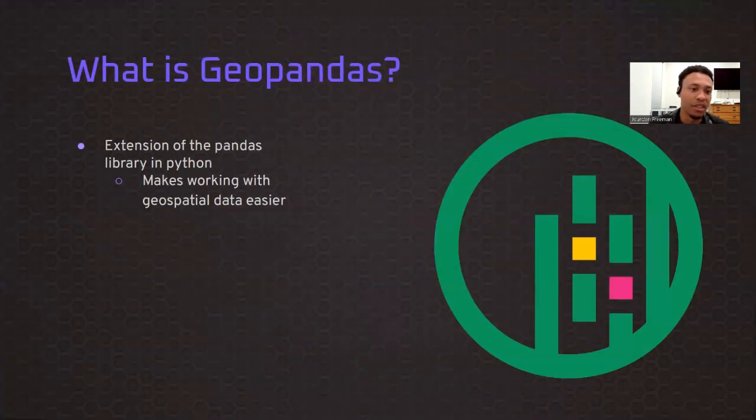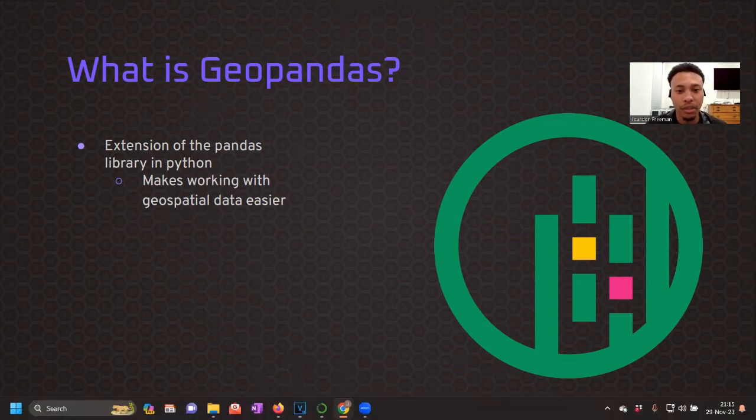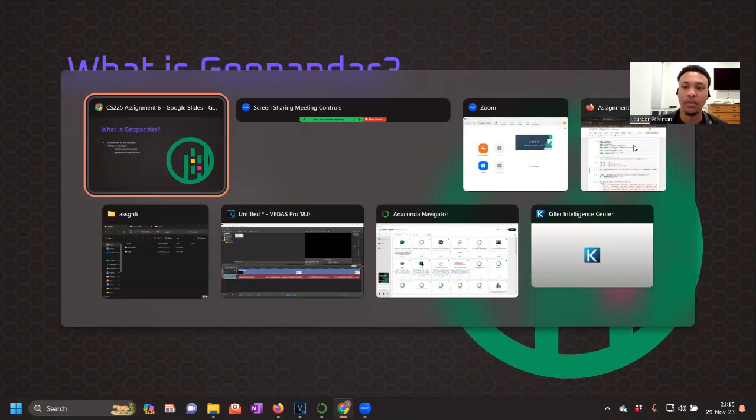And this is where GeoPandas comes in. GeoPandas is an extension of the Pandas library in Python. It makes working with geospatial data easier. So from here, let's go over to Jupyter Notebook and start working this stuff out.